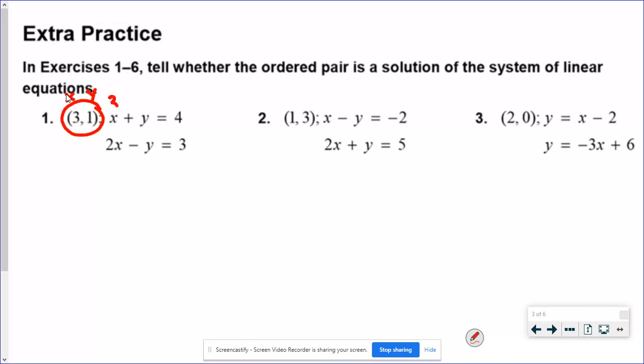So I'm going to substitute the x and the y into these equations. So this one would really just be 3 plus 1. Oh yeah, that does equal 4. And when I substitute here, 2 times 3, that's really 6 minus 1. Oh, that's not equal to that. So if I'm asking, is this a solution? Nope, it's not a solution.